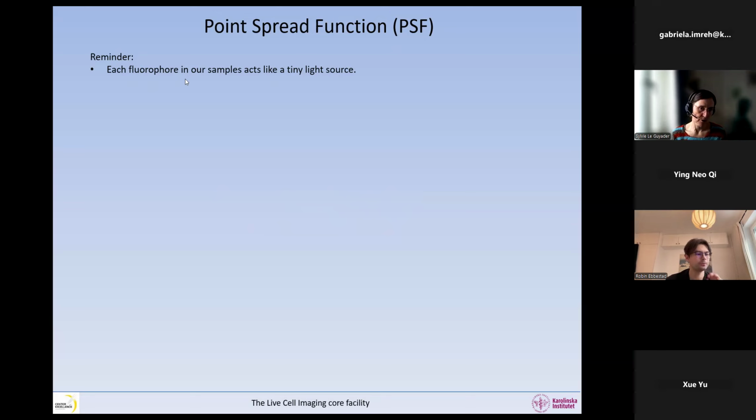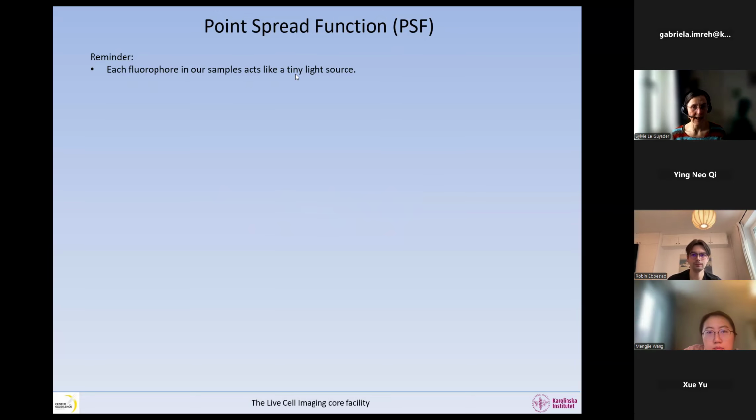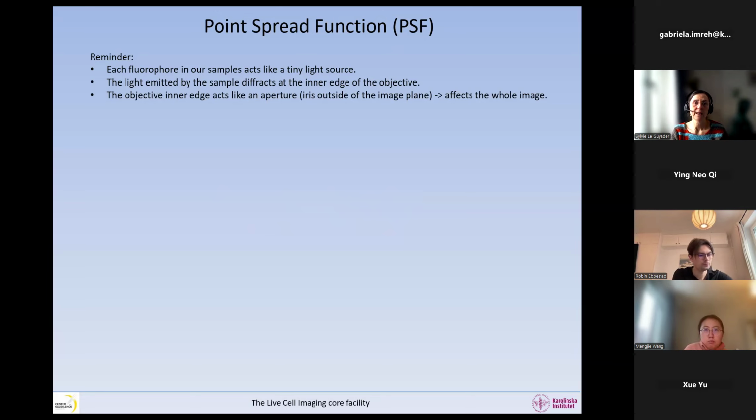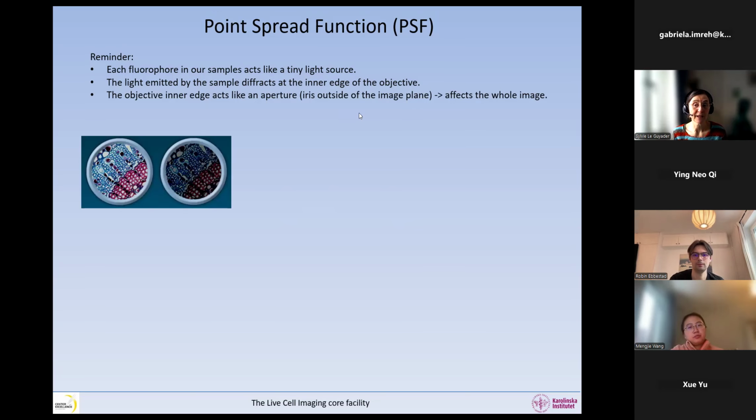Each fluorophore in our sample acts like a tiny light source. And the light that is emitted by the sample diffracts at the inner edge of the objective. The inner edge of the objective, therefore, acts like an aperture, which is an iris outside of the image plane. So if you remember, it means that it affects the whole image.